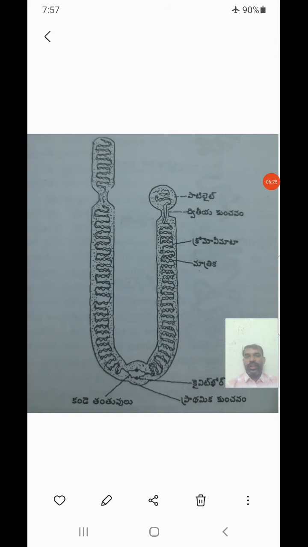Okay, and finally, in human beings also, different types of chromosomes are present. There are 23 pairs of chromosomes.